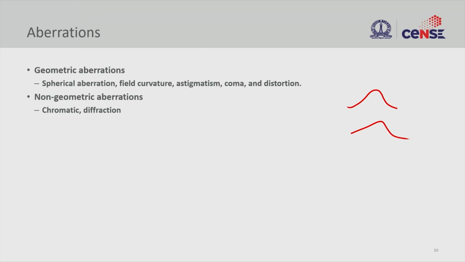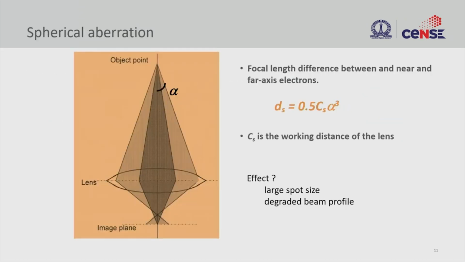And there is non-geometric aberration. That is chromatic dispersion and diffraction as well. These two are non-geometric; there is no physical structure that is creating this aberration. On the top, the geometric aberrations are all from the physical structures creating these aberrations.